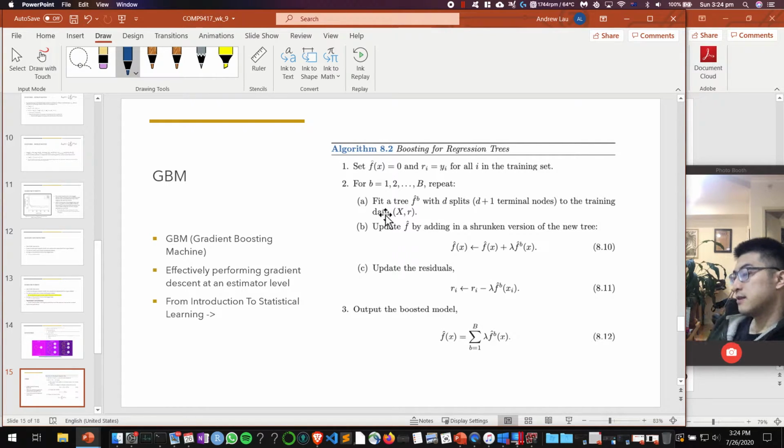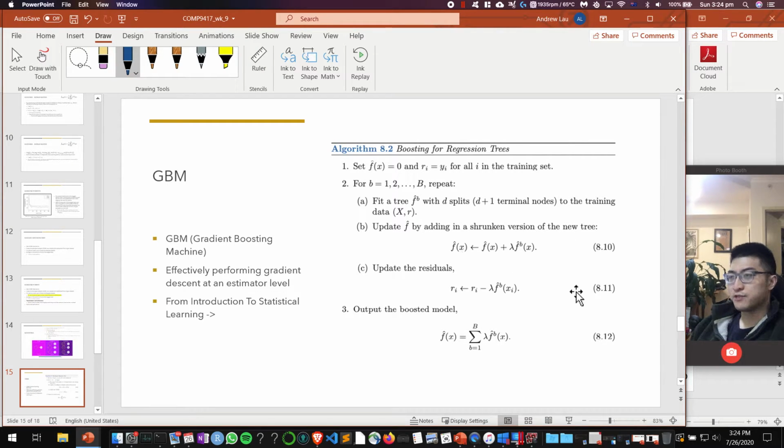Right. Next thing I want to talk about is GBMs. GBMs are quite popular. It stands for gradient boosting machine. So I think the algorithm is quite interesting to look at. What you do is you split your data into capital B bootstrap data sets, right? You bootstrap it, say, B times. You fit a decision tree, this f hat B with D splits, to the training data, right?